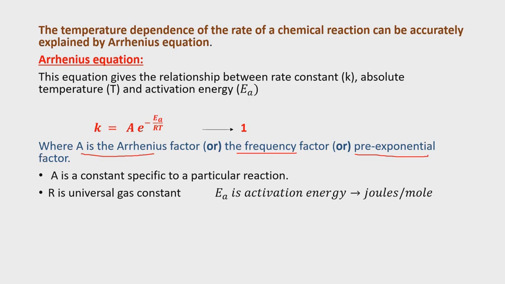Next, A is a constant specific to a particular reaction. So the A value is a constant for a particular reaction; reaction to reaction, A changes. R is the universal gas constant. R value is 8.314 joule per Kelvin per mole. You have studied this in your earlier classes. Ea is the activation energy, joule per mole.